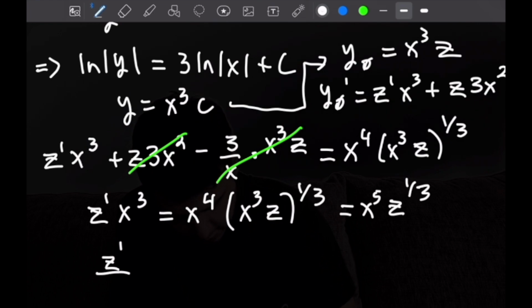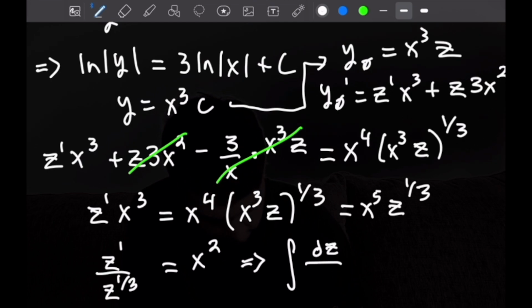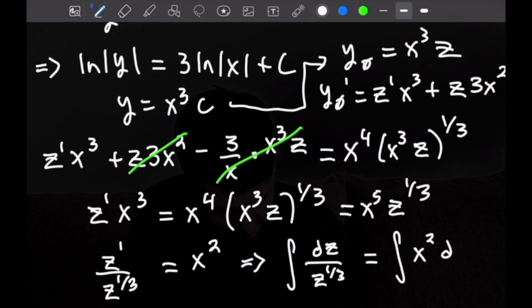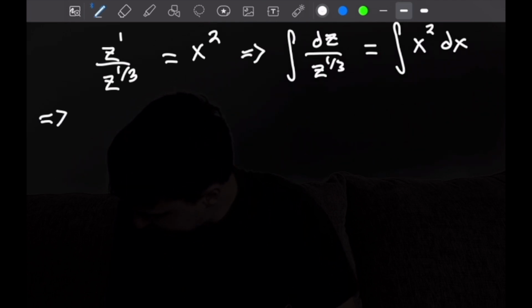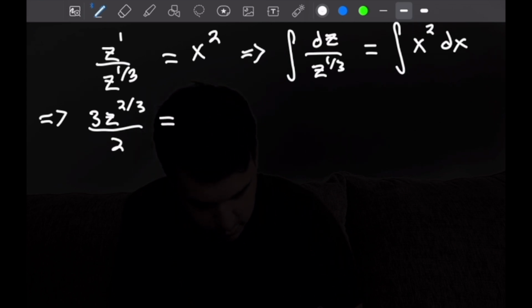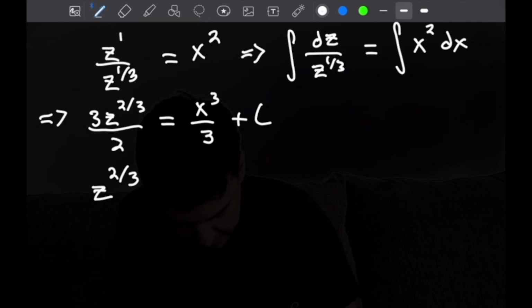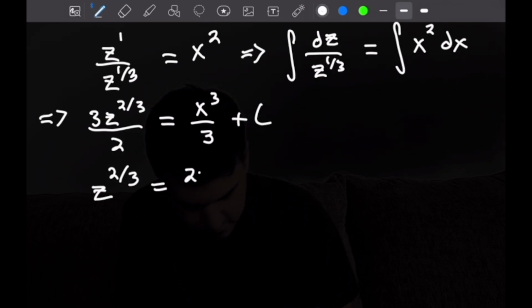And once we divide that x cubed over and that z to the 1/3 over, we will get the following. z prime over z to the 1/3 power is equal to x squared, which means we can equate the following antiderivatives. We'll get that the antiderivative of dz over z to the 1/3 power is equal to the antiderivative of x squared dx. Evaluating those antiderivatives will give us that 3z to the 2/3 power over 2 is equal to x cubed over 3 plus some constant c. And multiplying by 2 and dividing by 3 will give us the following definition for z to the 2/3 power. We'll have that z to the 2/3 power is equal to 2x cubed over 9 plus some constant c.